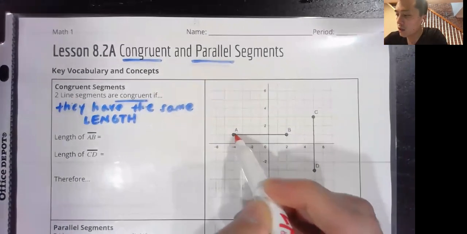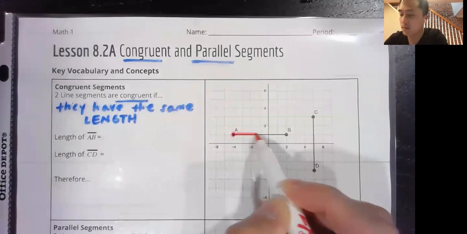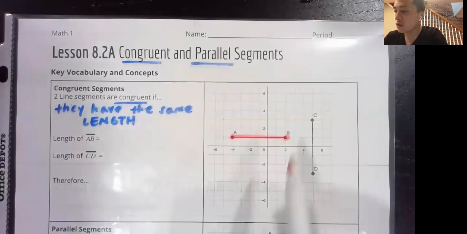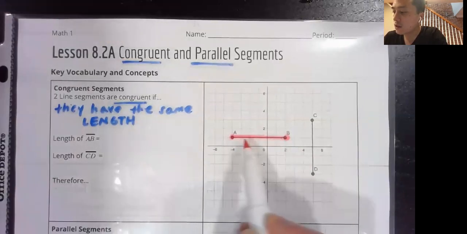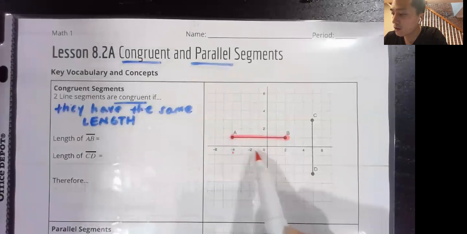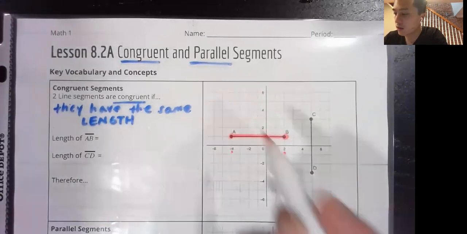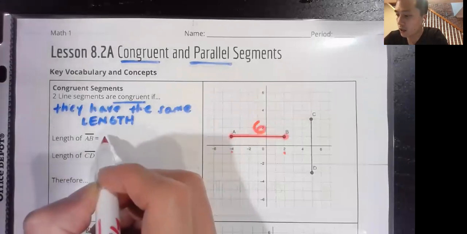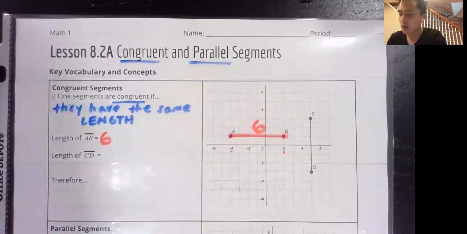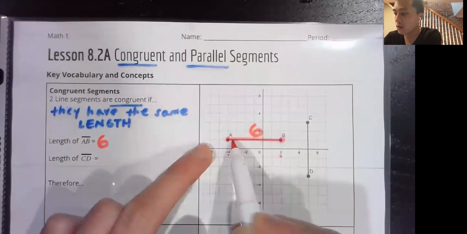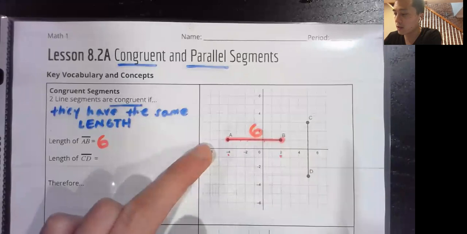Line segment AB, to figure out the length of this, it's a horizontal line, so we can just look at the difference in the two x values of the 2 points. So this is going from an x of -4 all the way to an x of 2. So that is a difference of 6. So I can say that the length of AB is equal to 6. If you have a grid, in this case, if it's going horizontally, you can also just count the units. 1, 2, 3, 4, 5, 6.